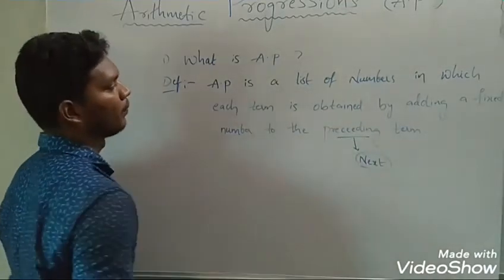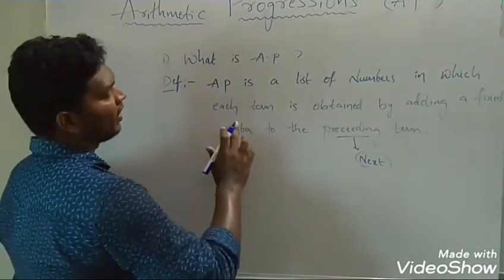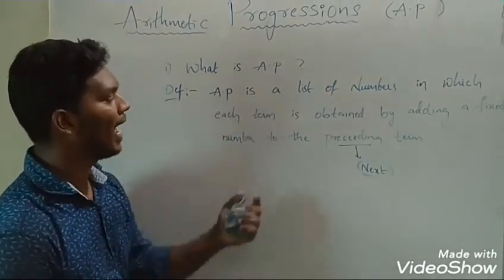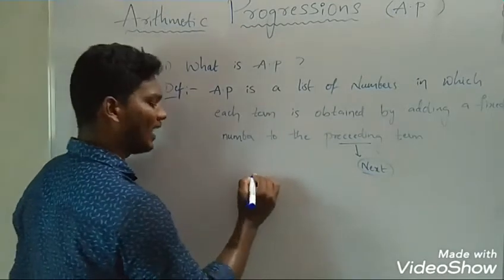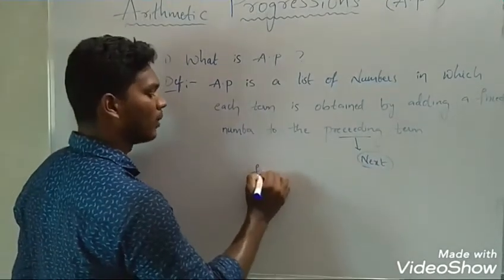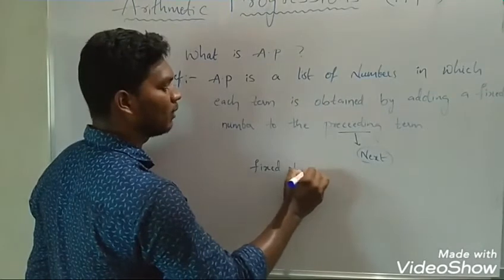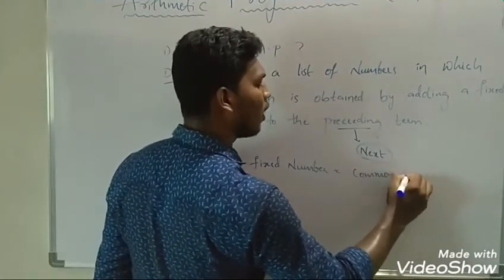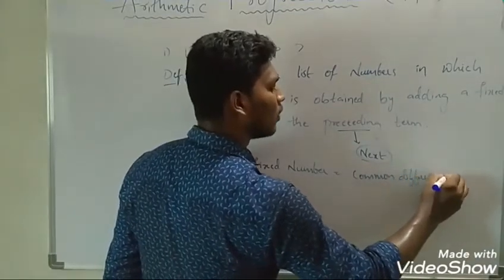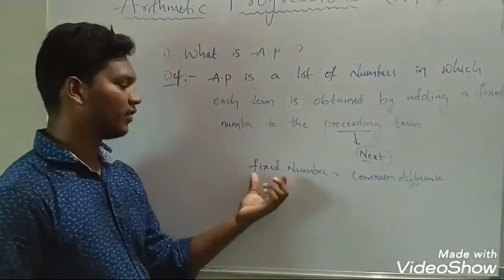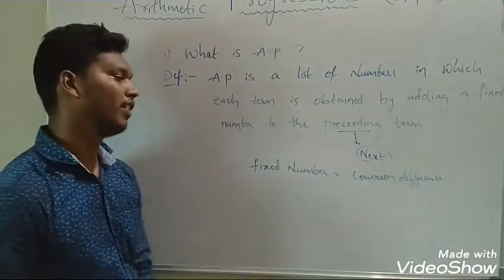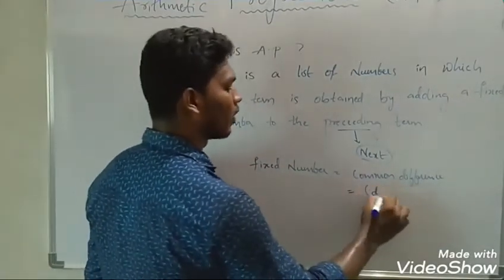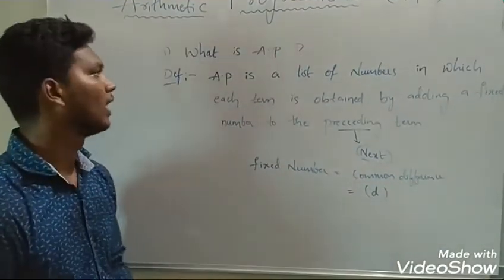Preceding means next. So AP is a list of numbers in which each term is obtained by adding a fixed number. What is the fixed number? The fixed number is nothing but the common difference. Just remember that the fixed number is the common difference, and the common difference is denoted by the letter D.